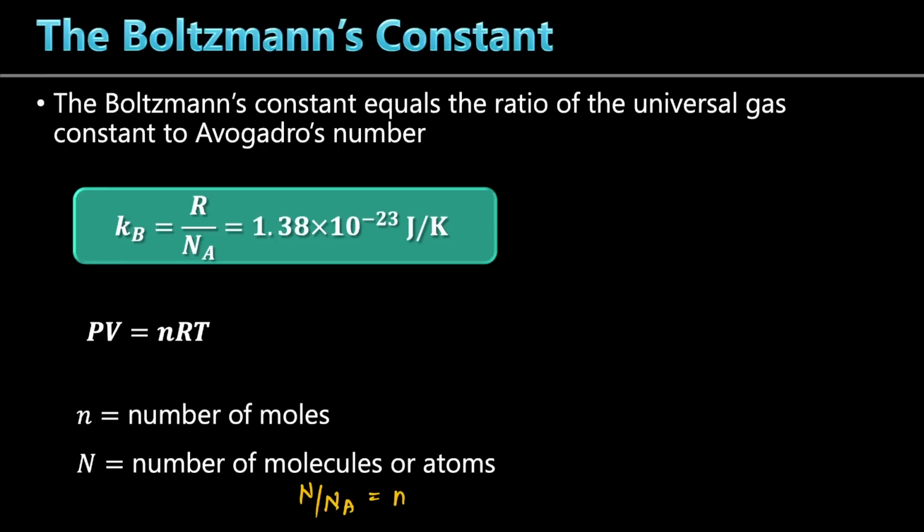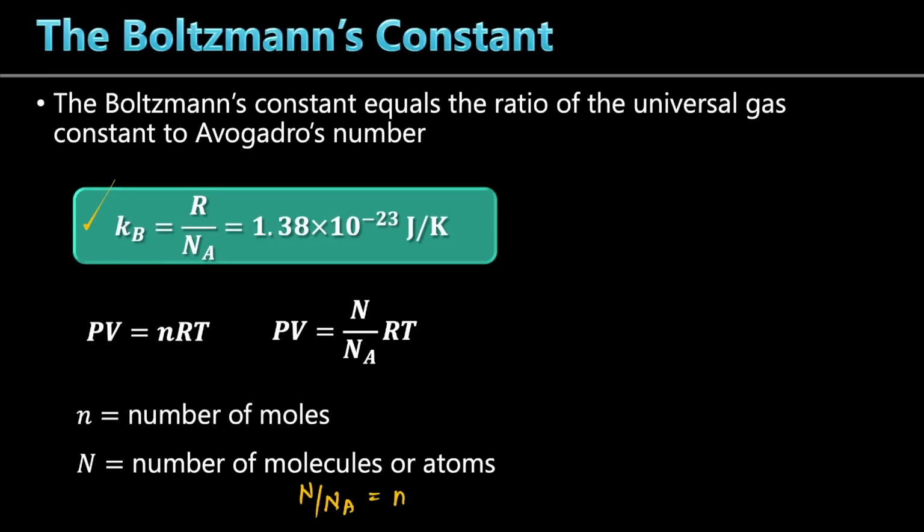So, we can rewrite this. PV is equal to this capital letter N divided by Avogadro's number multiplied by R times T. But we know that this R, if we divide it by NA, would give us the Boltzmann constant, KB, right? There.